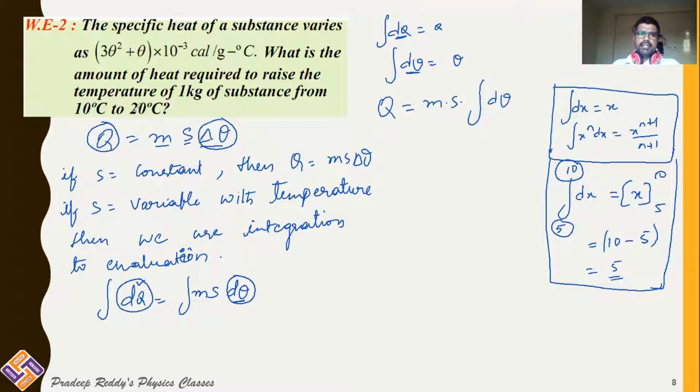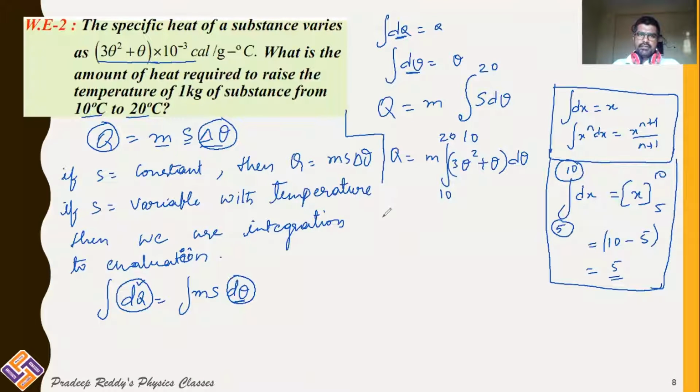Temperature is changing from 10 degrees Celsius to 20 degrees Celsius. So I will substitute here 10 and here 20. Now, how is this specific heat variable? Specific heat is variable with respect to temperature, and that specific heat is given as (3θ² + θ) × 10⁻³. Take that and substitute here. Q is equal to m into integration of (3θ² + θ) dθ. Limits are from 10 to 20.